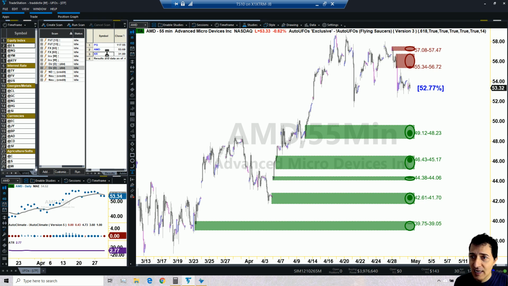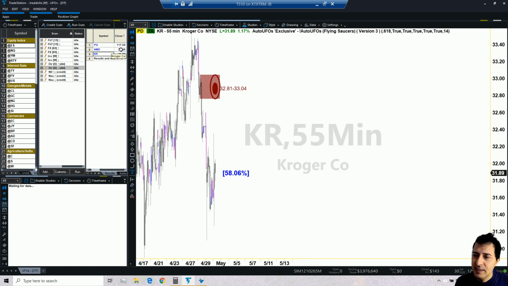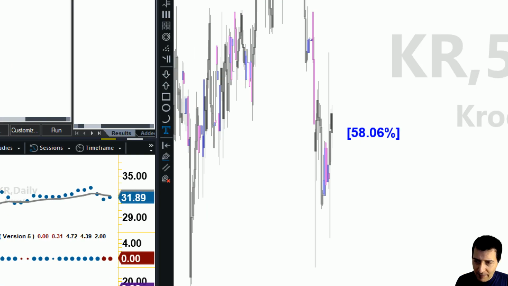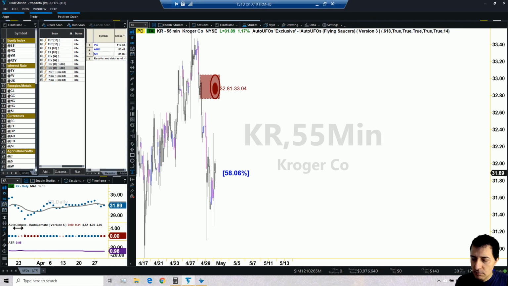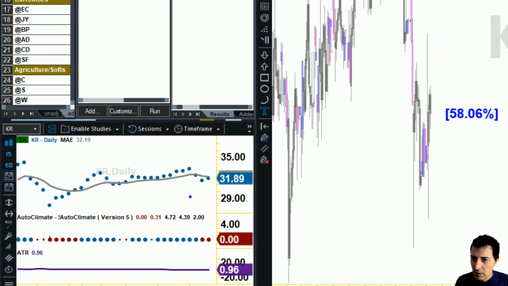Okay, so we're gonna look at KR, and this will be the last opportunity that we may be able to execute to the short side. Okay, so looking at the climate first. So what do we have? We have a confirmed climate with the thick and red dot. That's very good to see. We got 2 days into the climate, and climate statistically could be of 5 days. Okay, so that's good. All of this is looking good.